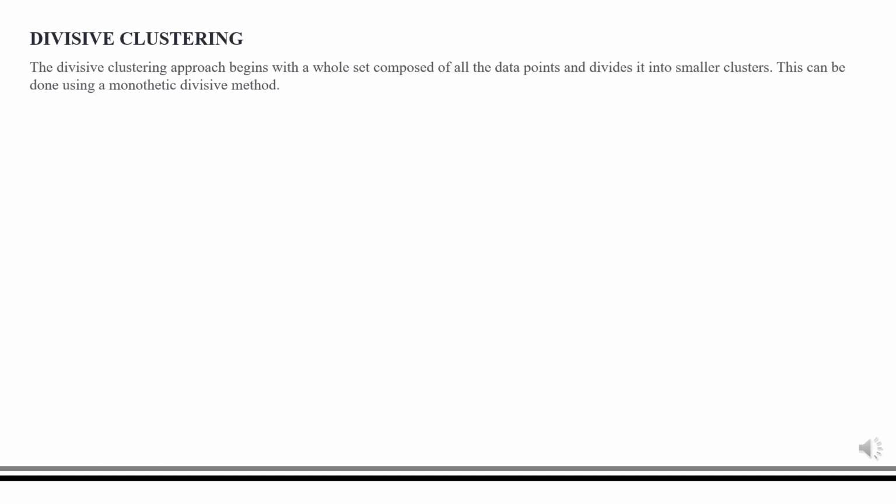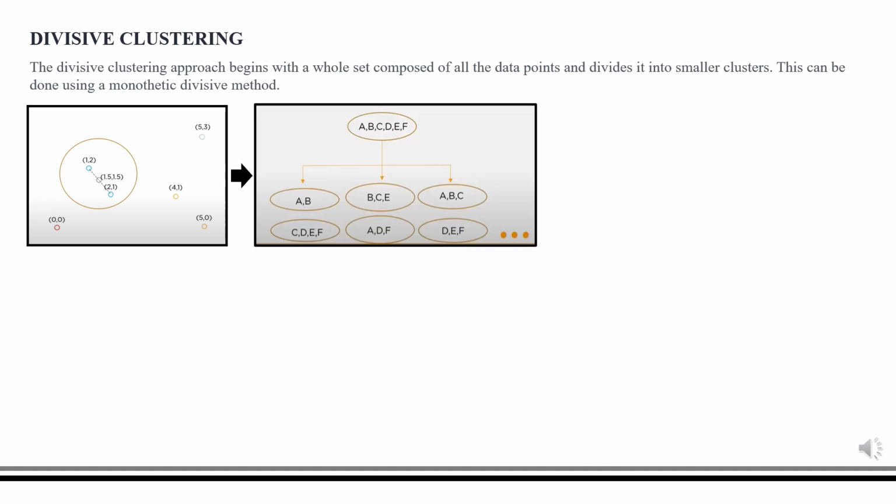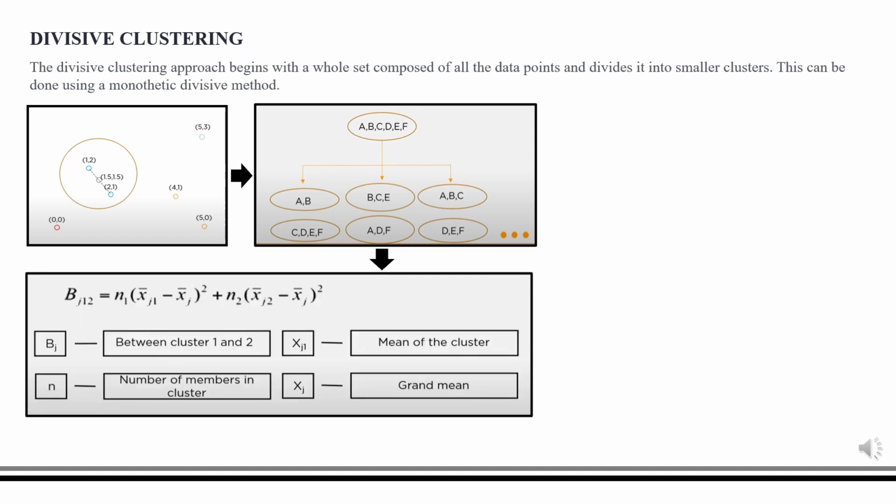Divisive clustering. The divisive clustering approach begins with the whole set composed of all the data points and divides it into smaller clusters. This can be done using a monothetic divisive method. Let's try to understand it by using the example from the agglomerative clustering section above. We consider a space with 6 points in it as we did before. We name each point in the cluster as a, b, c, d, e, f. Here, we obtain all possible splits into 2 clusters, as shown. For each split, we can compute cluster sum of squares as shown.